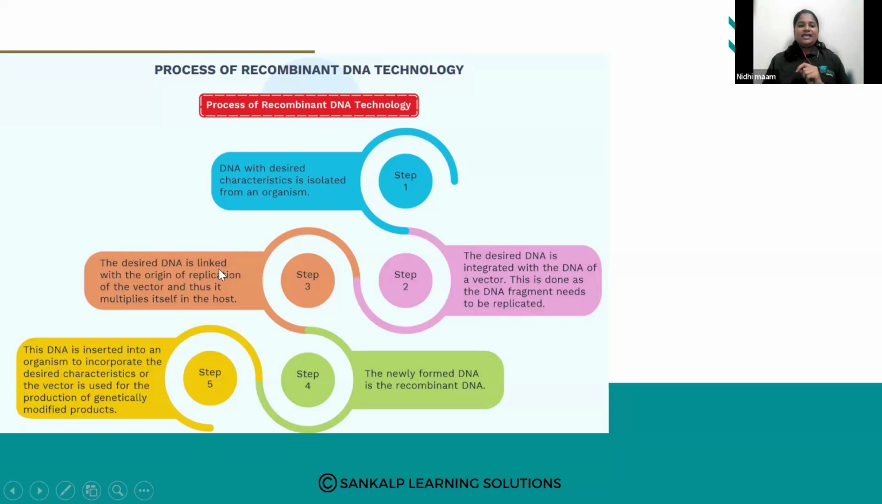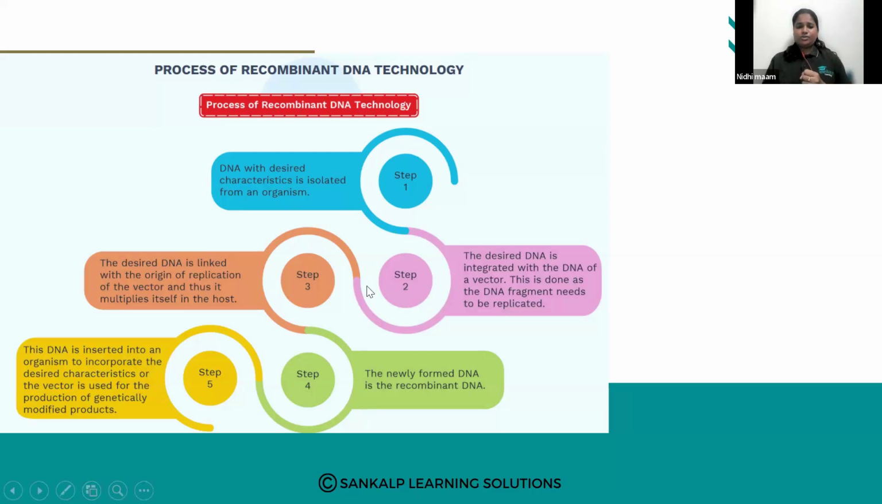The next one is that it is linked with the origin of replication of a vector. Thus it multiplies itself in the host. Replication is the subheading. Next, the newly formed DNA is a recombinant DNA. Next, this DNA is inserted into an organism to incorporate the desired characteristics, or the vector is used for the production of genetically modified products. So this is how you have to explain. This one answer I did not write with words, I just showed you how you can write the answer pictorially.